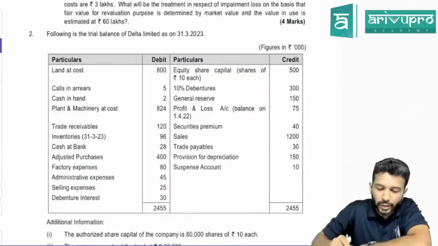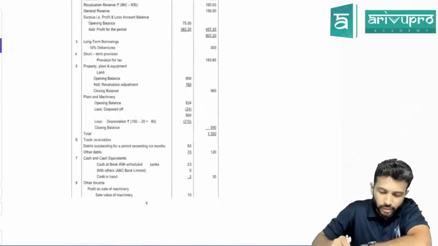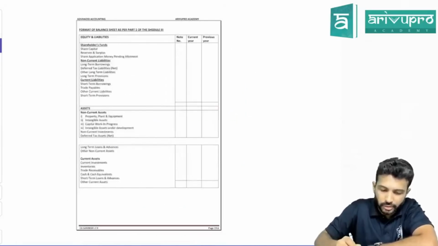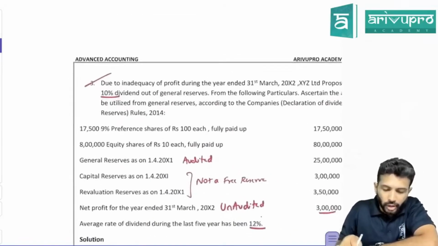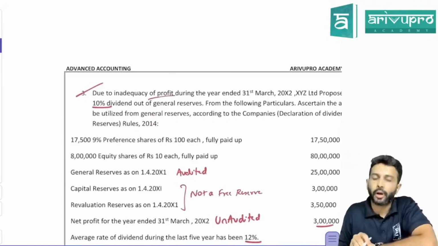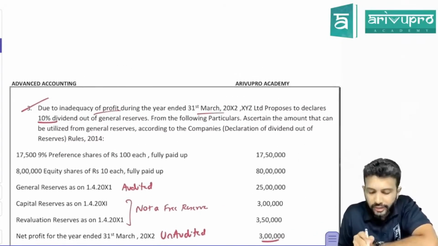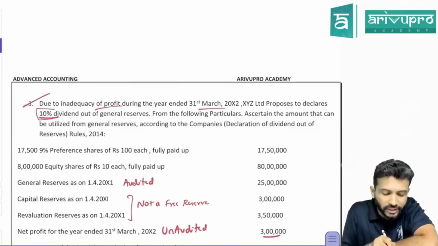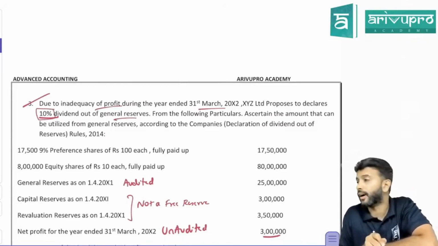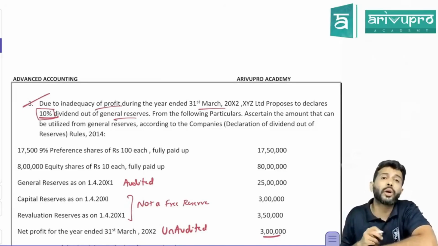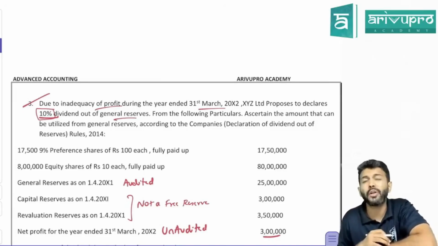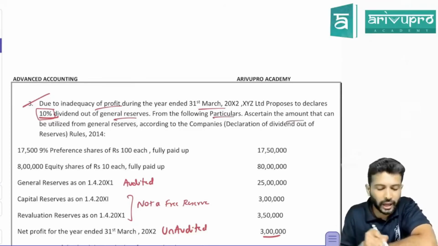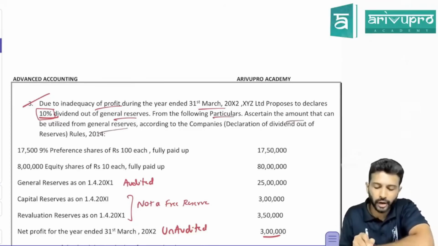So can we look at one question? Come to this particular question. Due to inadequacy of profit in the current year ended 31st March 20x2, XYZ Limited proposes 10% dividend out of general reserve. So they want to give dividend out of general reserve. Straight away they can give, or is there a condition? Condition is there.